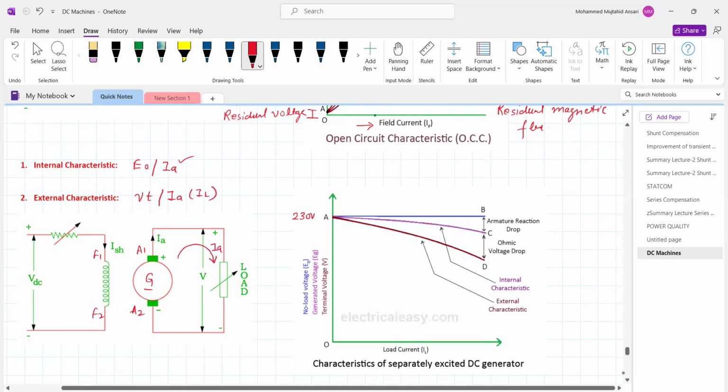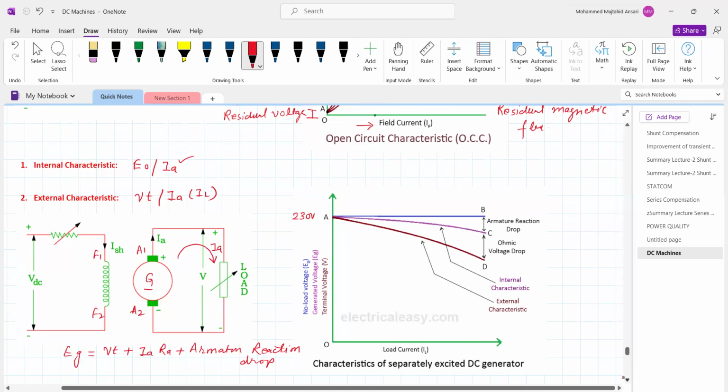So for the terminal voltage, we know that EG, the EMF generated, is equal to VT plus IA into RA plus brush drop, or say plus armature reaction drop. So how does the armature reaction drop arise? As we have discussed, because of the armature reaction, the total magnetic flux over the periphery of the armature decreases. And there are two effects. One is the distortional effect. Second is the demagnetizing effect.